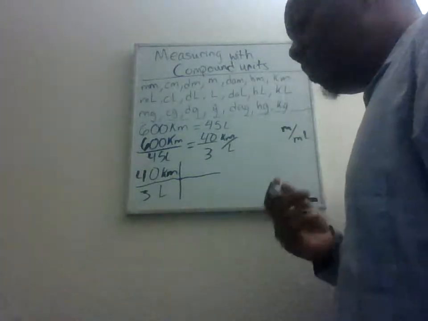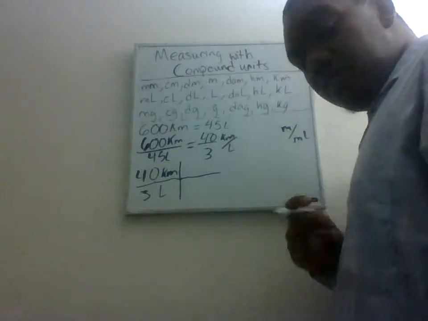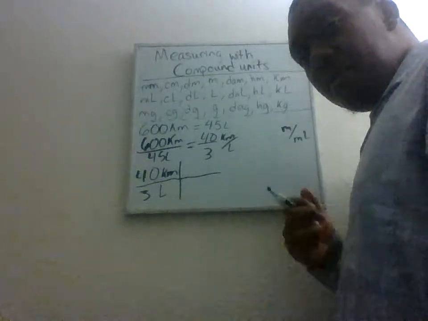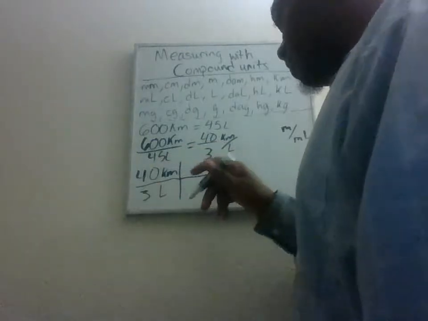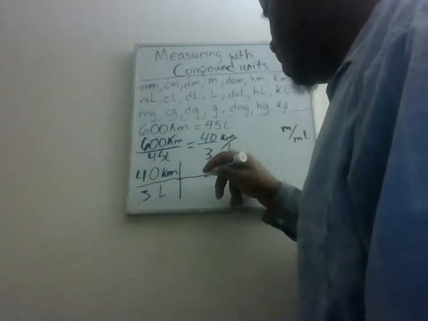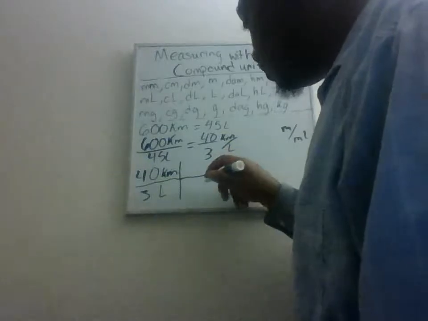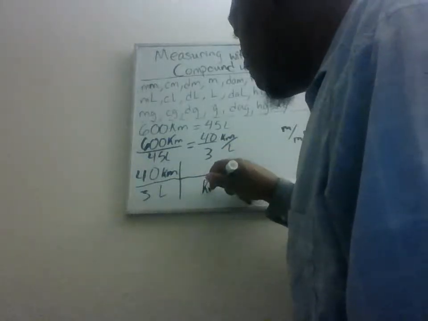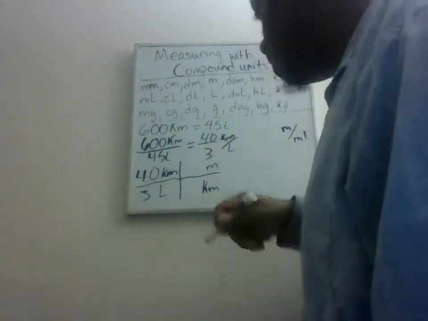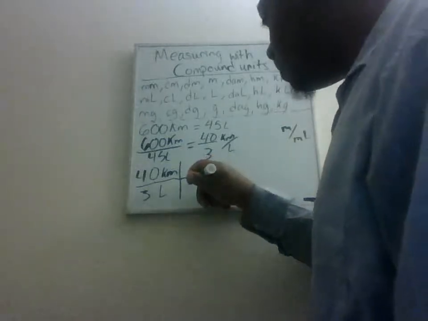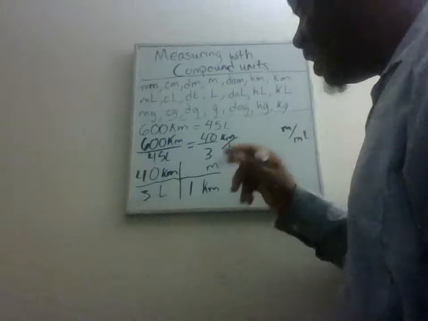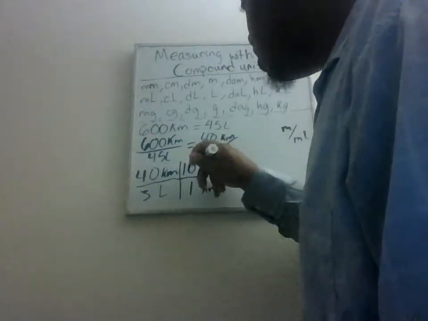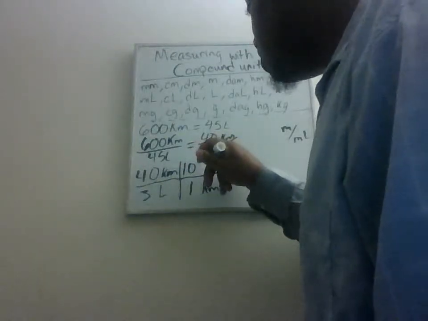Okay. Well, let's figure that out. So for each milliliter of gas, how many meters can we go? To go from kilometers to meters, we'll start there. We know that 1 kilometer is the larger one. I usually like to do that with the large ones, as you've seen. There are 1,000 meters, or 10 to the third meters.